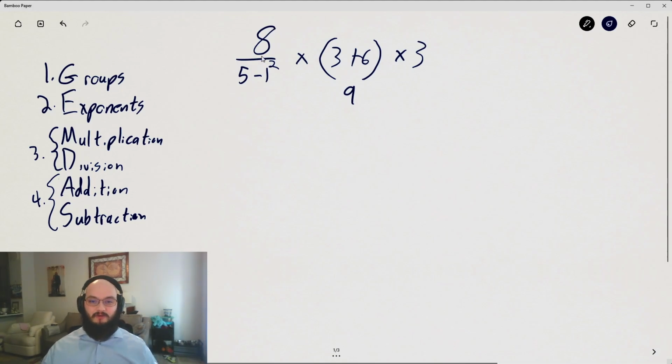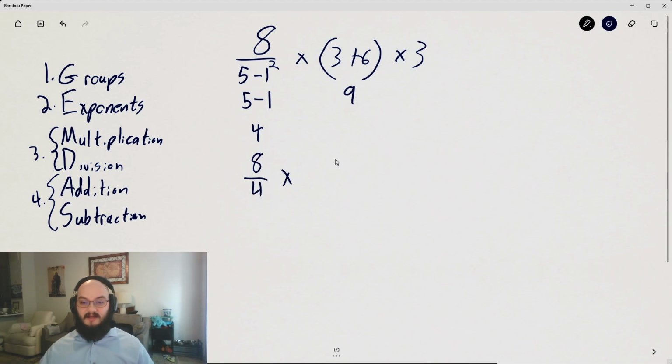So we check again for any groups. Well, our numerator is a group, and it is as simplified as it's going to get. So let's check our denominator, which is also a group. And order of operations starts over again here. There are no more groups inside of this group, so we move on to exponents. We have 1 to the second power is 1. And then we do our subtraction. 5 minus 1 is 4. So let's rewrite this down here. We have 8 over 4 times 9, because we simplified this group, times 3.